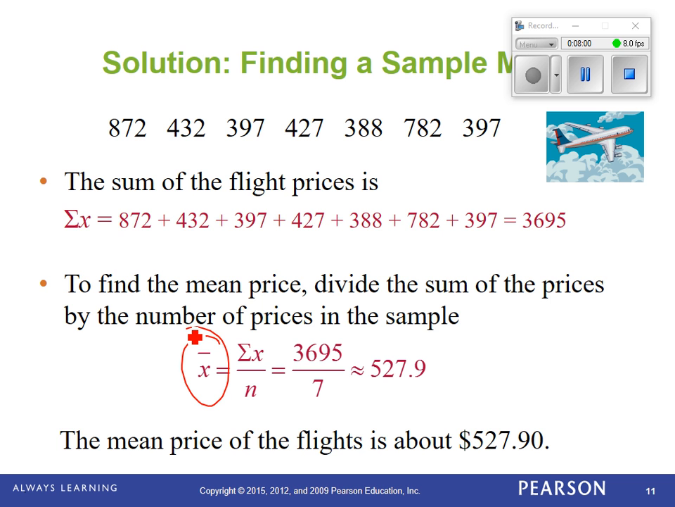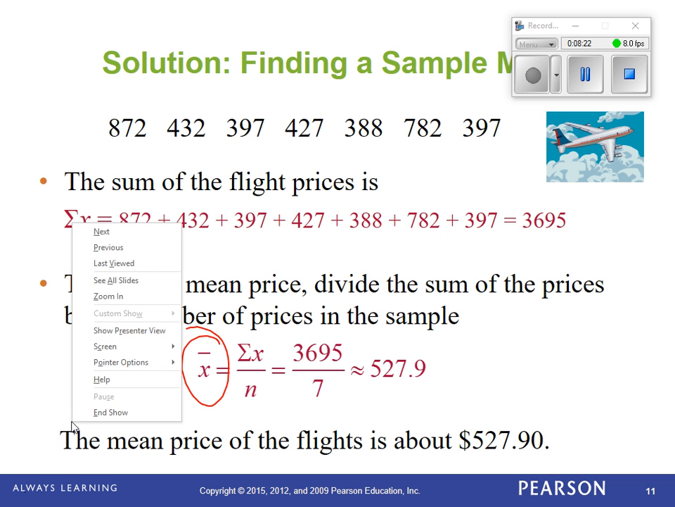Because we're not doing all flights in all of the world. We're just doing a sample of them. And the mean price, the sample mean price, or the X bar price is $527.90. So if we're going to fly to Cancun, we can expect to pay $530 probably. Somewhere around that area.